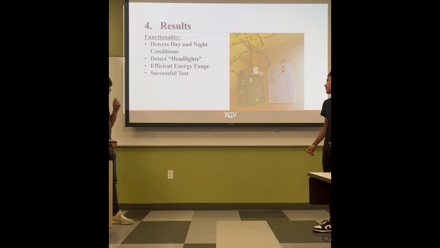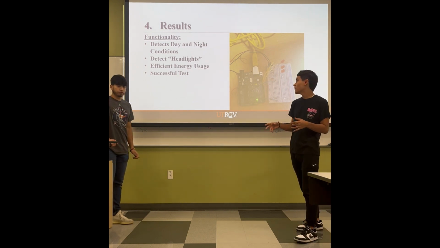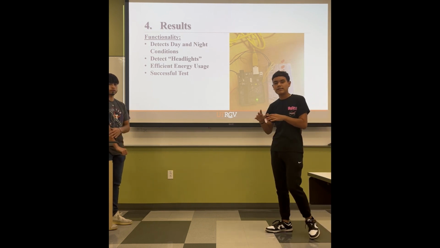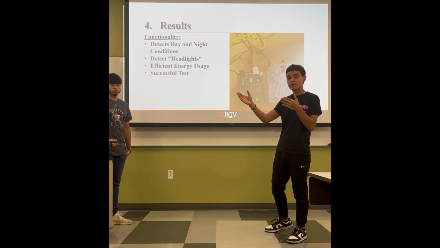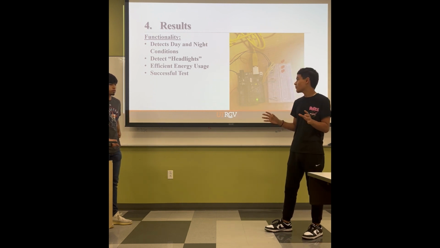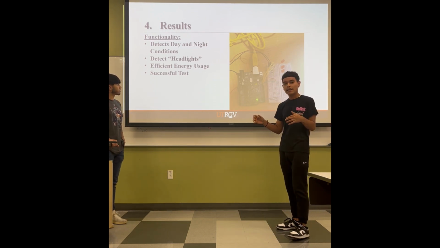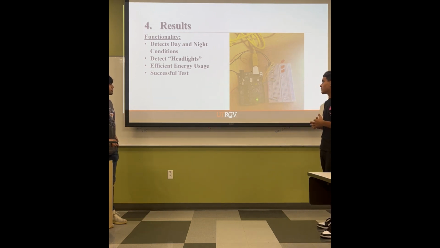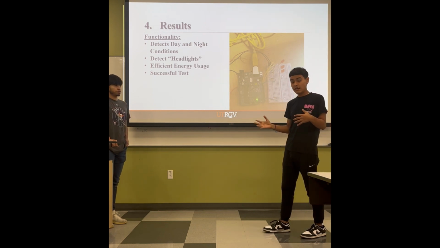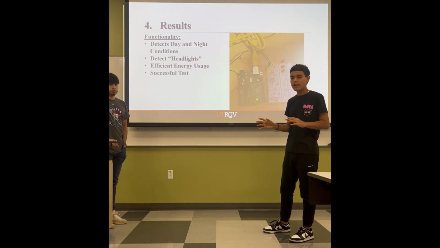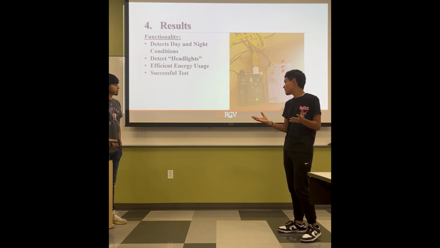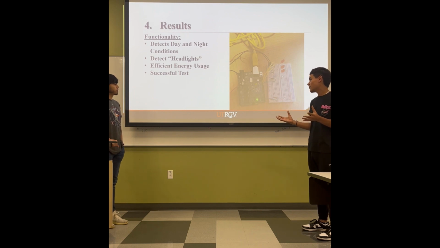Now for the results, we'll show you an example in a bit of the product functioning, but it was able to detect day and night conditions. So going back to the flow chart, when it was day, or in this example, we used flashlights to emulate the daytime, the product would not turn on. But if it was dark and then we had a flashlight passing by the bottom photoresistor, the lights would flicker. So this obviously went back to efficient energy usage. We didn't want the product to be on during the day, and we also wanted it to be on at night only when a car was passing by with headlights. So in total, our product came out to be successful, and we had a successful test run.